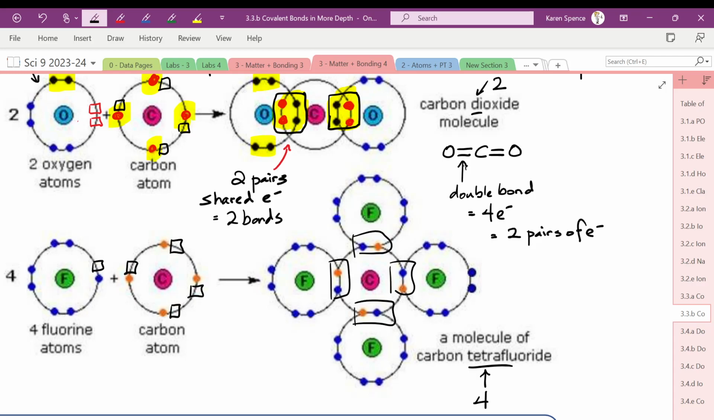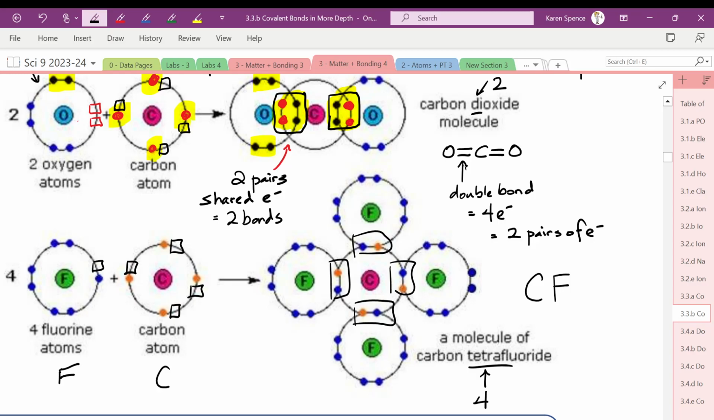Now, if we need to write the formula for this, we don't have a metal, but we're still going to read left to right across our periodic table. Who is first if we read left to right? Is fluorine first or is carbon first on our periodic table? We're reading left to right. Look on your periodic table or look on a periodic table. Carbon is first and then fluorine is second. So we will write the formula as CF.